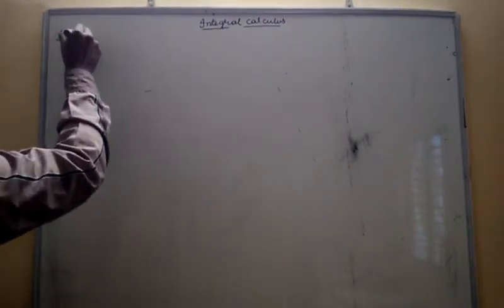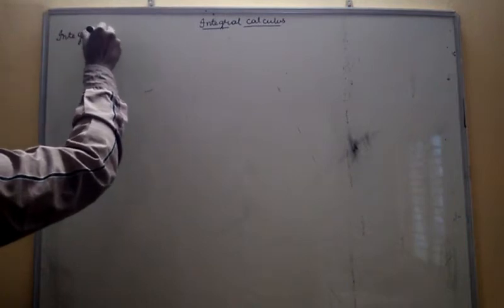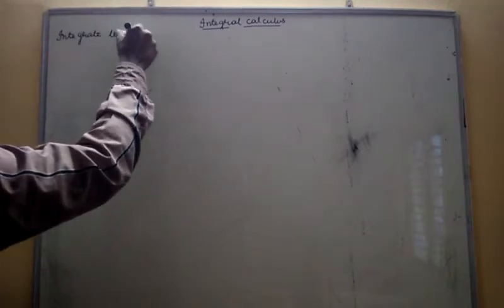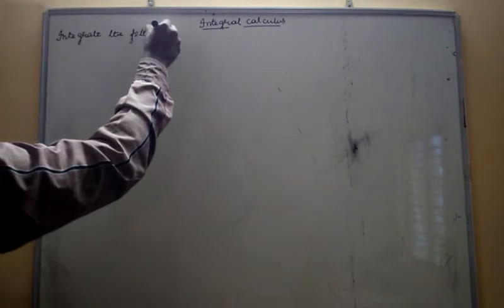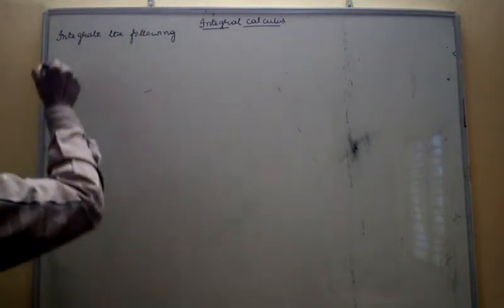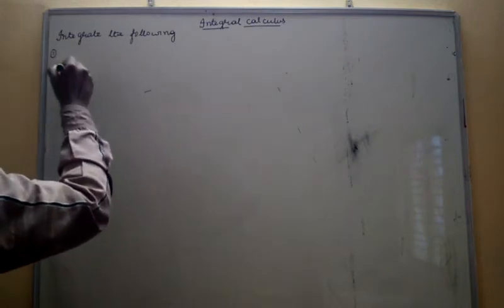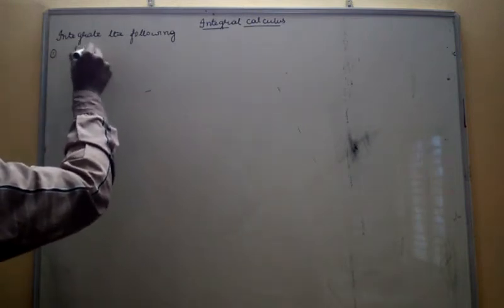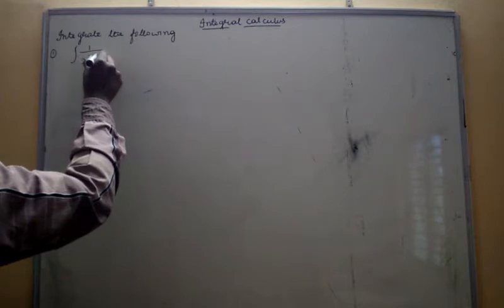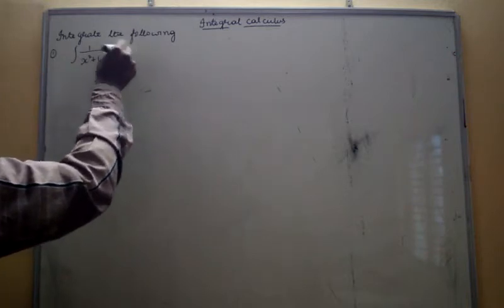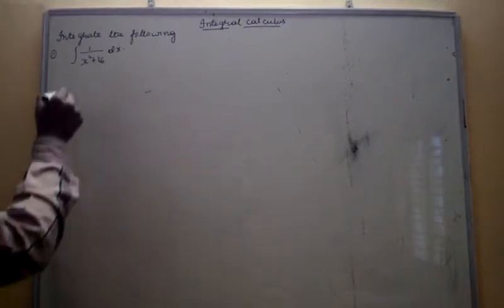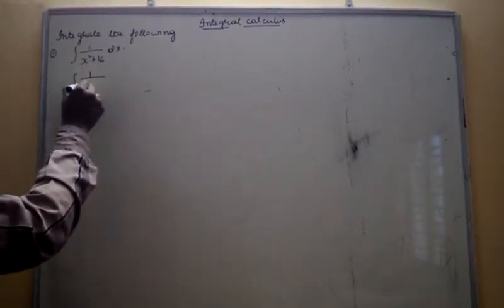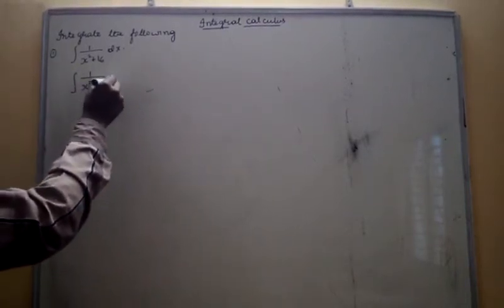Integrate the following. First one, integration of 1 by x square plus 16 dx. So he has given 1 by x square plus 16. Let us write this as x square plus 4 square dx.